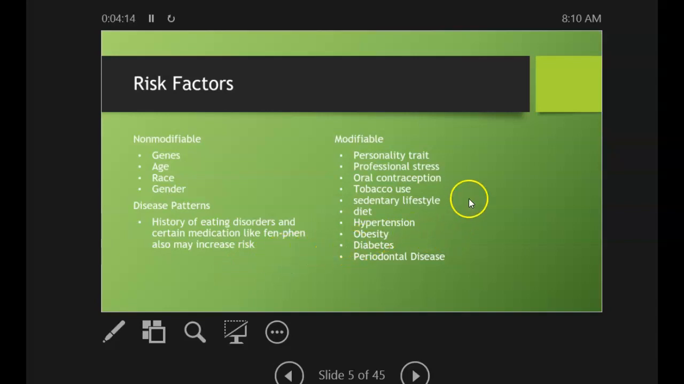Modifiable risk factors include personality traits, your high stress, people that are perfectionists, type A, who just work their little tails off, professional stress in your job, oral contraception use, tobacco use, a sedentary lifestyle, people who just don't move a lot for their work or in life, they do a lot of sitting. Diet, of course, is huge. Hypertension and control of hypertension, obesity, diabetes, and periodontal disease.